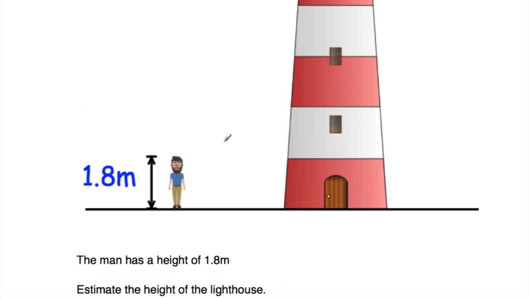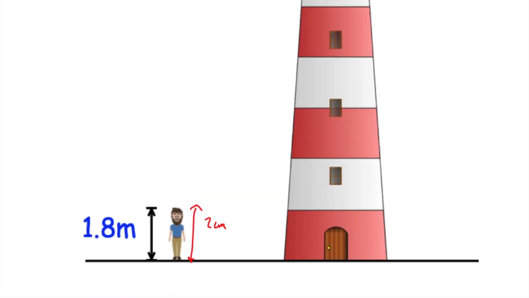So what I'm going to do is get my printout. I've printed this out on A4 paper, and the height of the man on my paper is 2 centimeters. That's the height of the man on the piece of paper when I measure him. Then if we measure the height of the lighthouse on the piece of paper, I found that to be equal to 16 centimeters. The height of the lighthouse is 16 centimeters.